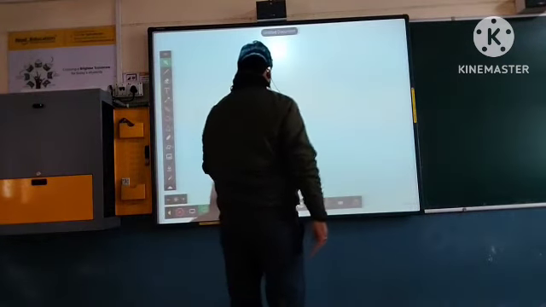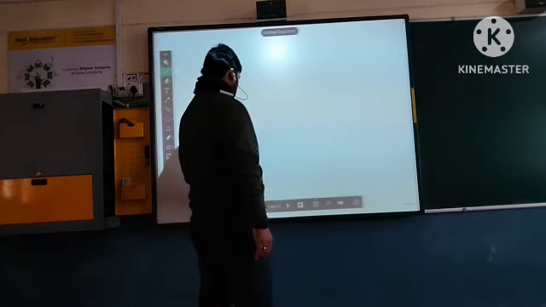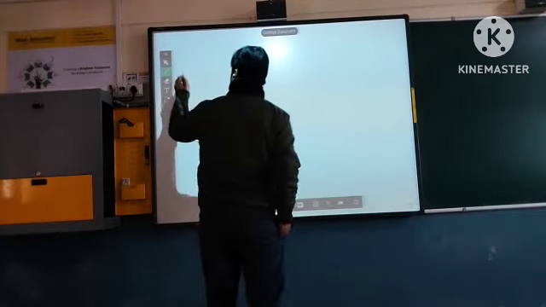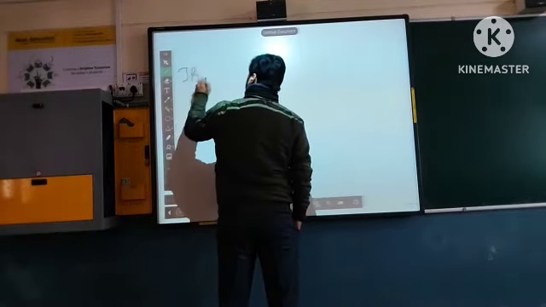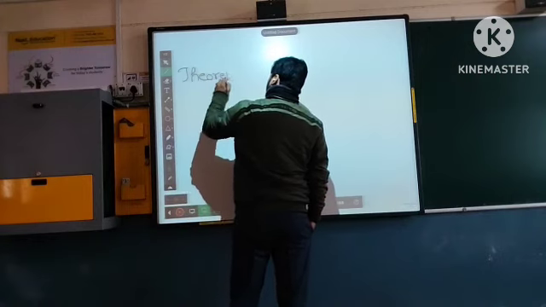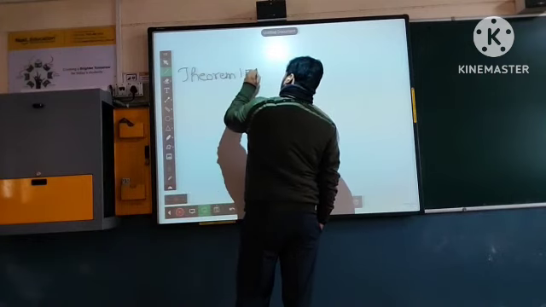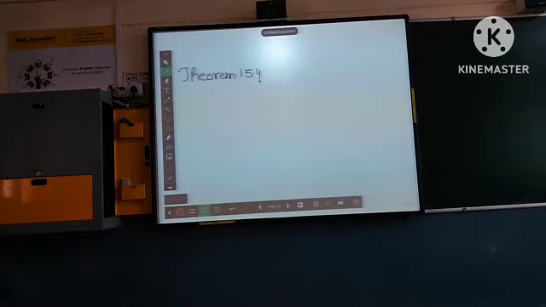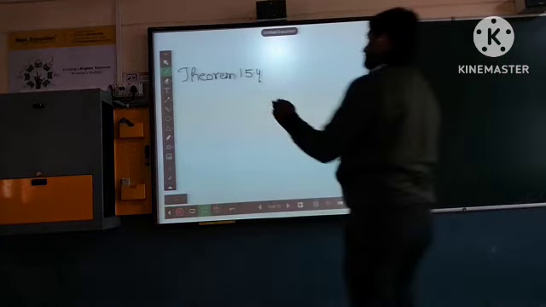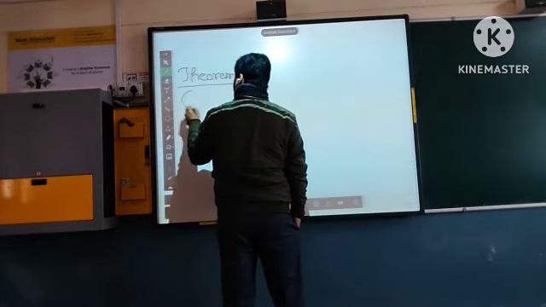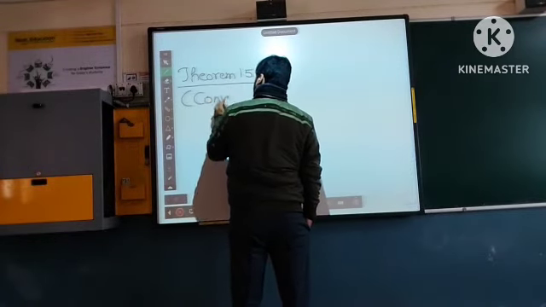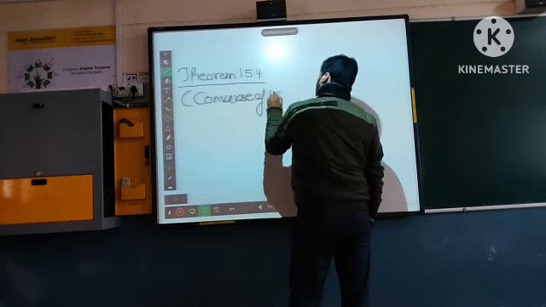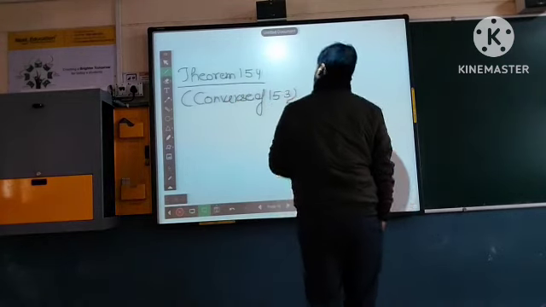Next is theorem 15.4. 15.4 is the converse of 15.3. 15.3 was saying that equal chords are equidistant from the center. 15.4 says if chords are equidistant from the center, they will be equal in length.